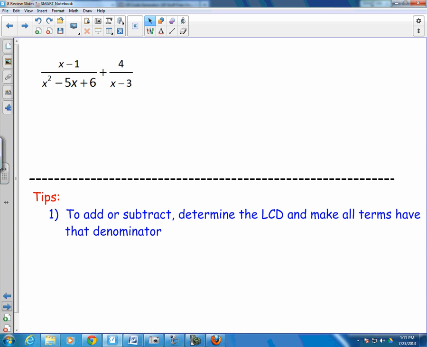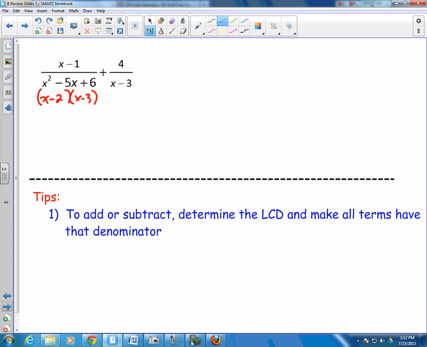The next thing: adding and subtracting. When you add or subtract, you determine the least common denominator and make all terms have that denominator. In order to do that, I first have to factor this bottom term. What multiplies to 6 but adds to negative 5? That's x minus 2 and x minus 3. So I know that the bottom is x minus 2 times x minus 3 already.